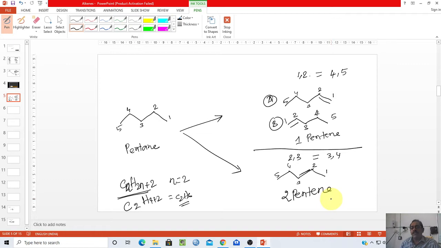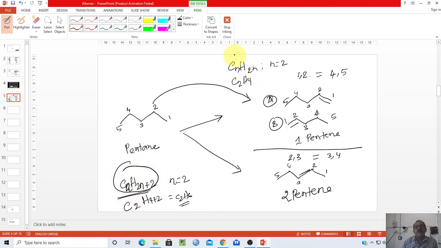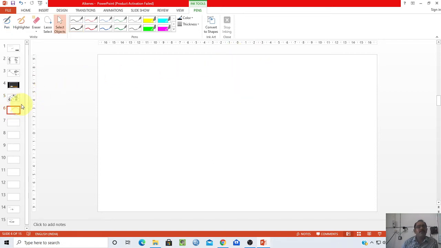If you come to the ene series, what is the formula? Can you guess? From here to here, what are we doing? We are removing two hydrogens. Therefore, the general molecular formula will be CnH2n. If you put n equal to 2, it will be C2H4, and so on and so forth. So this is the general molecular formula for alkenes. Okay, now we'll go for the next step.